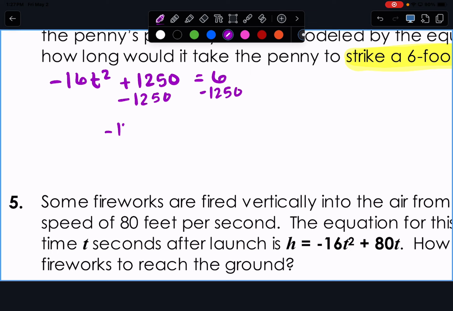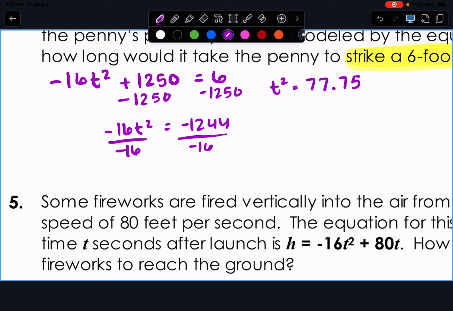And we get negative 16t squared is equal to negative 1,244. Divide both sides by negative 16. We get t squared equals 77.75, I think, if I remember correctly. On the test, you can answer these any way you want to. I'm just showing which types of questions would be easier to work by other methods, but the quadratic formula can be used for all of them.